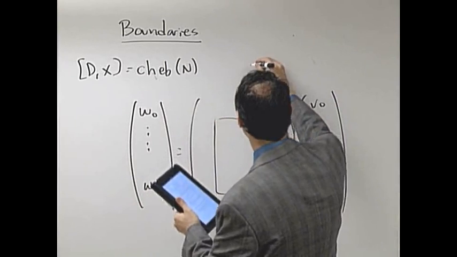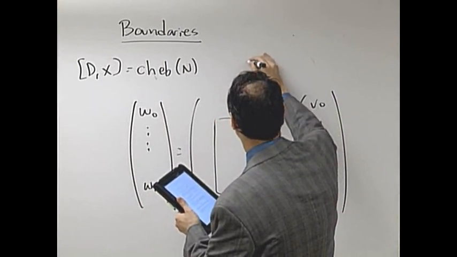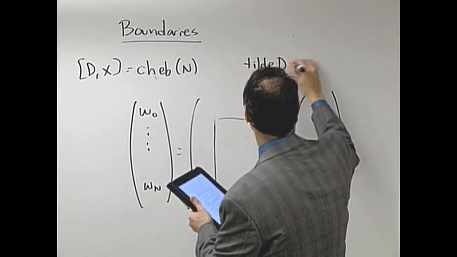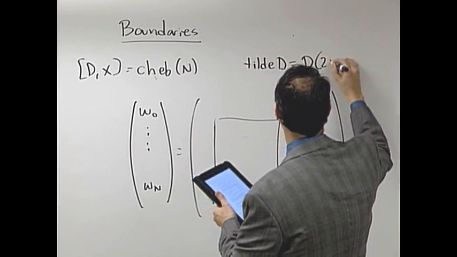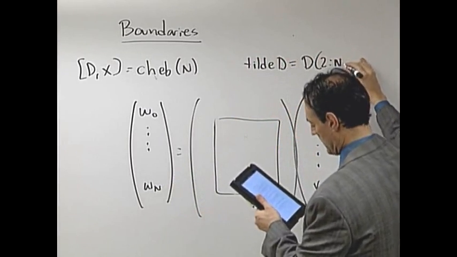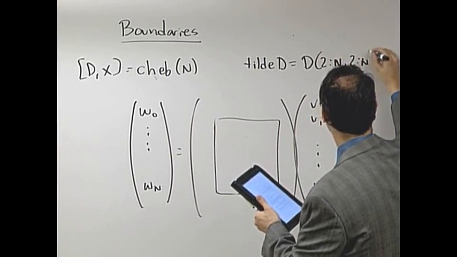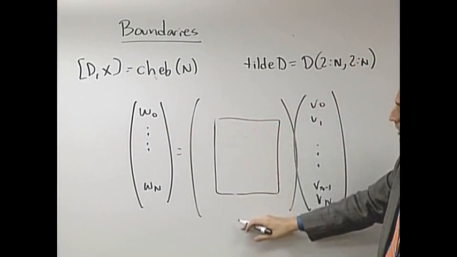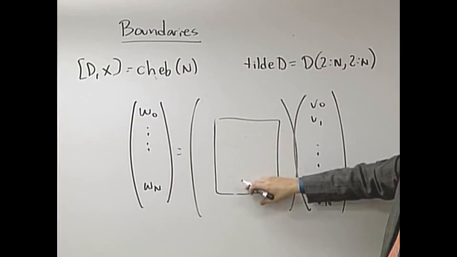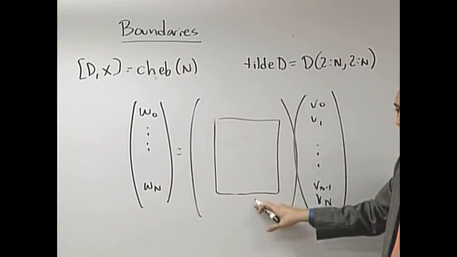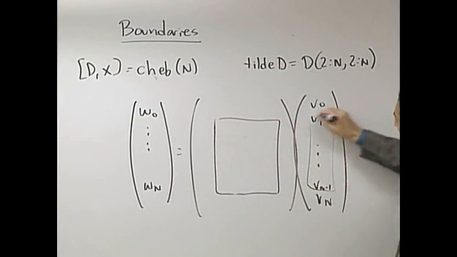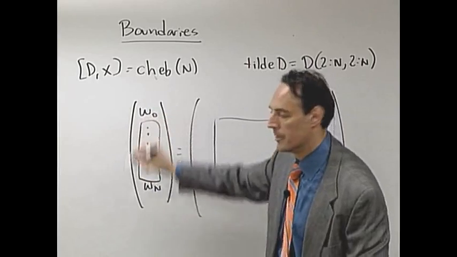And so to do this, what I would do is take out, let's call it tilde d, which will be d 2, n, 2, n. What does this do? It goes to the second row. This is n plus 1. So it pulls out everything but peels off first and last row, first and last column. Now I'm working on a subset that is only going to work with the middle points.